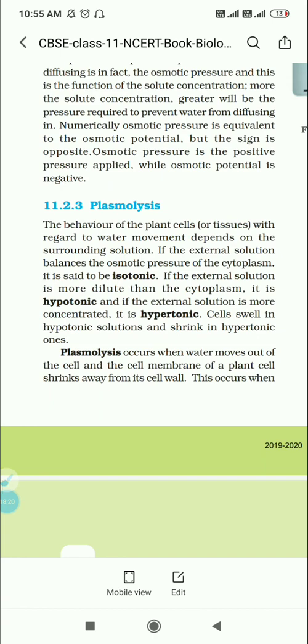Now next part is about plasmolysis. Just hold on a moment, let me have some water, then we'll start with the plasmolysis.